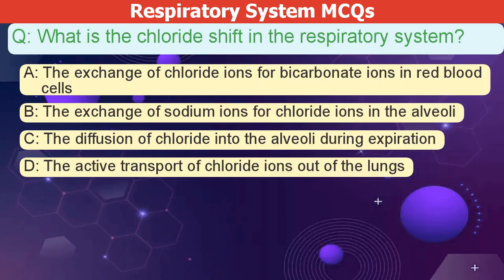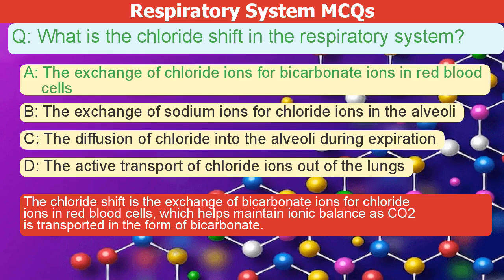What is the chloride shift in the respiratory system? A. The exchange of chloride ions for bicarbonate ions in red blood cells. B. The exchange of sodium ions for chloride ions in the alveoli. C. The diffusion of chloride into the alveoli during expiration. D. The active transport of chloride ions out of the lungs. The correct answer is A. The chloride shift is the exchange of bicarbonate ions for chloride ions in red blood cells, which helps maintain ionic balance as CO2 is transported in the form of bicarbonate.